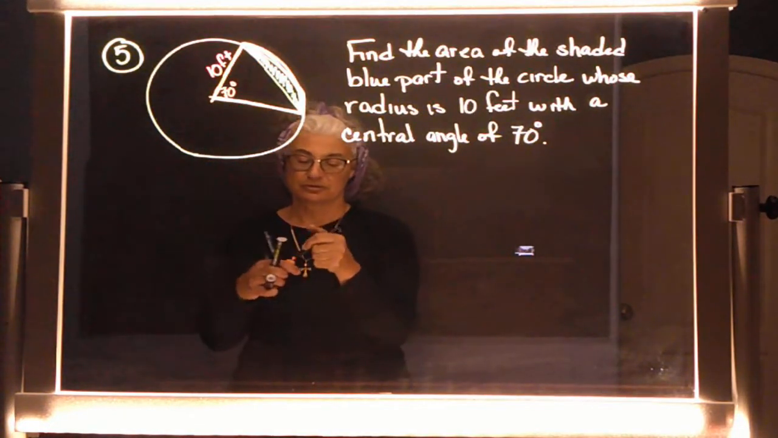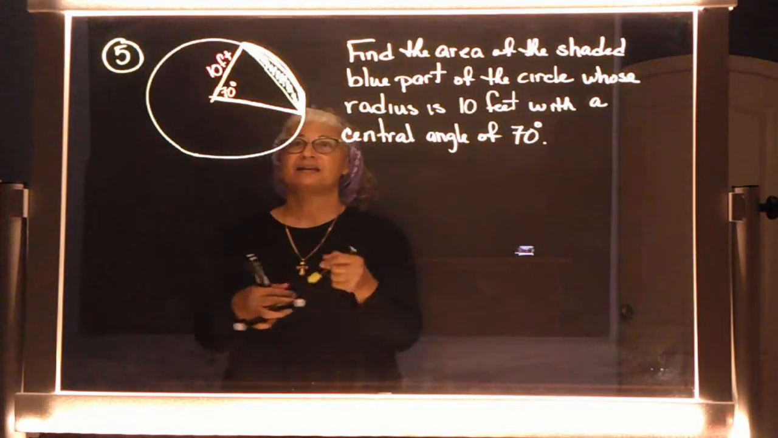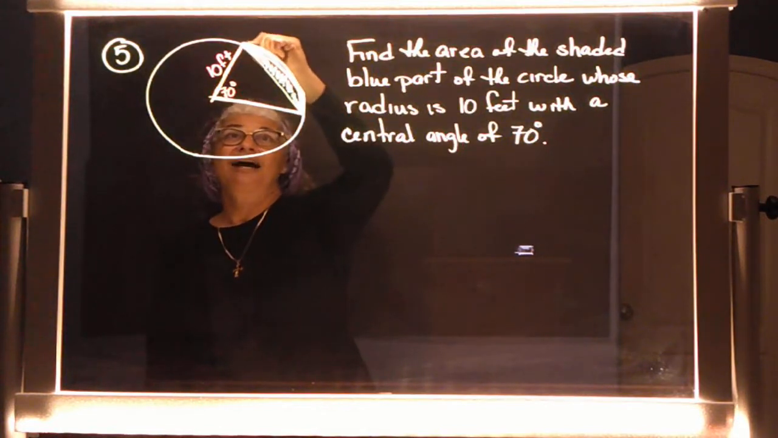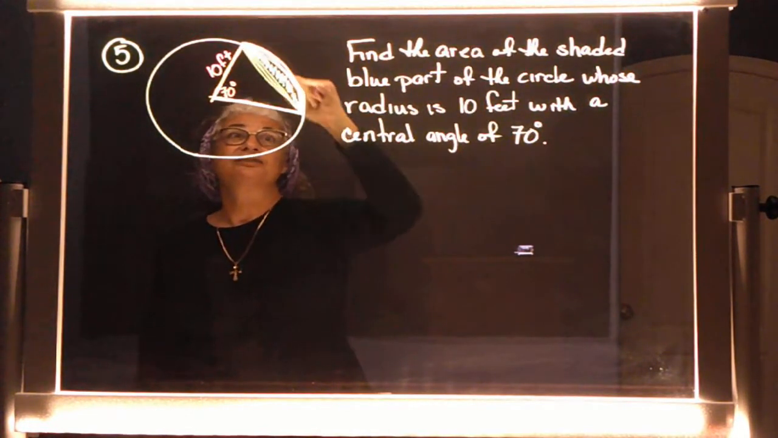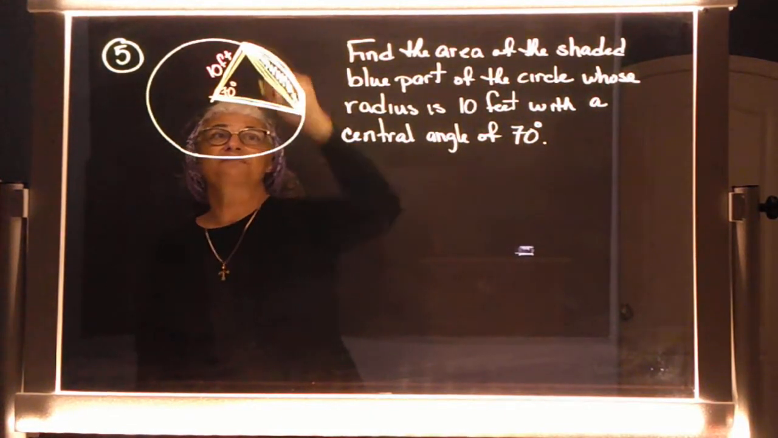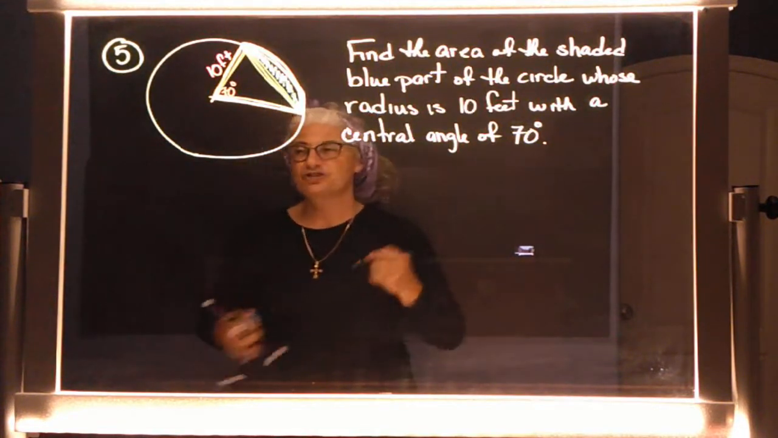And what else I'm noticing is that within that sector of the circle, I have a triangle. And the triangle is from here to here, isn't it? So, how do you think you're going to find the area of the shaded part?